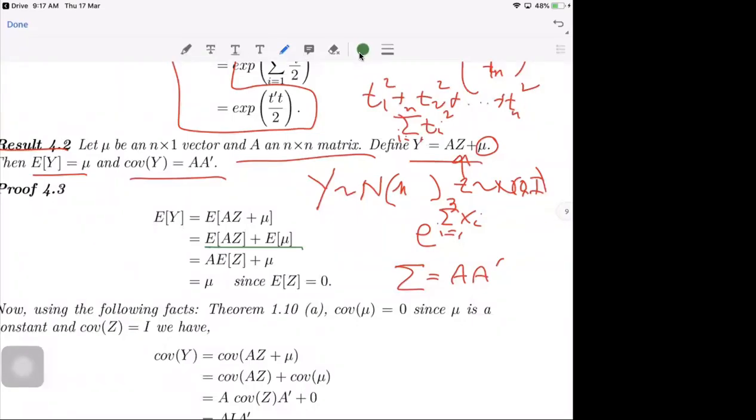Okay, so the next step here is just a property of expectation. When A is just a constant, you can take a constant matrix out of the expectation sign. But since the expectation of Z is just 0, what we have is just mu.